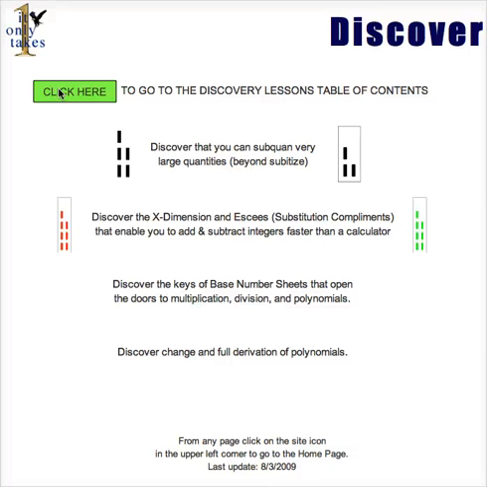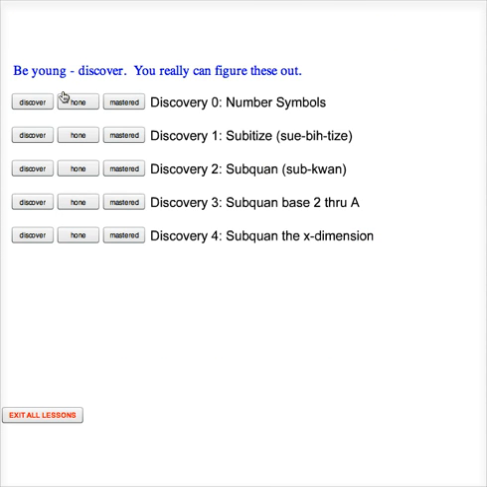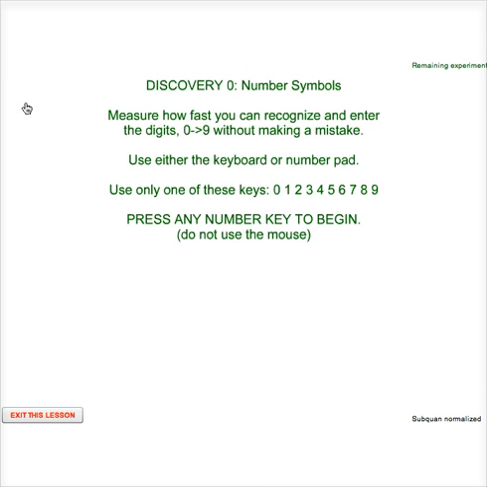I'm on the itonlytakes1.org site. That's the symbol one. And I'm learning how to subQuan by clicking here. I quickly see that I have 5 lessons. The first lesson is actually going to give me a baseline of how fast I can type the number from seeing it on the screen.